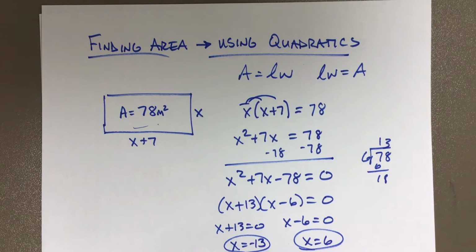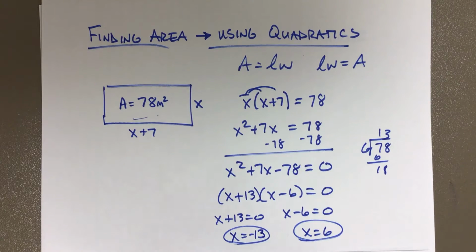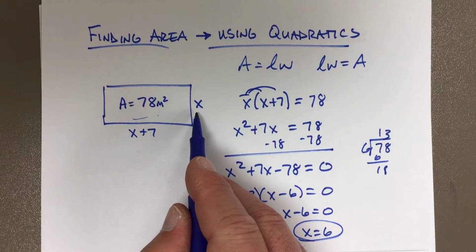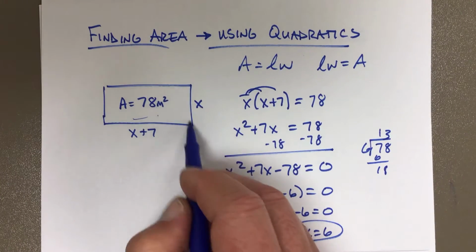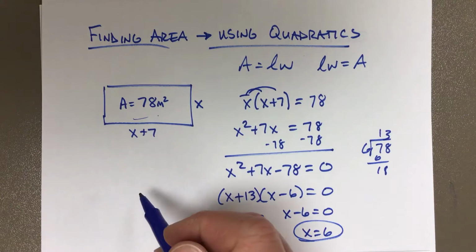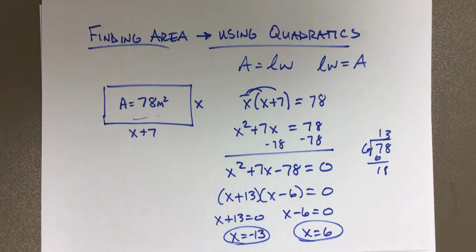Uh-oh, we got two choices here. And so are we done here? Does this make sense? That's the question you have to ask. So if x is negative 13, right, then that means this side is negative 13 and this side is negative 6. So let me ask you, have you ever measured anything negative-wise? No, we don't. Measurements cannot be negative, right? So this one we say doesn't work. This is a non-solution here. We cannot use negative 13 because we don't get to measure that.